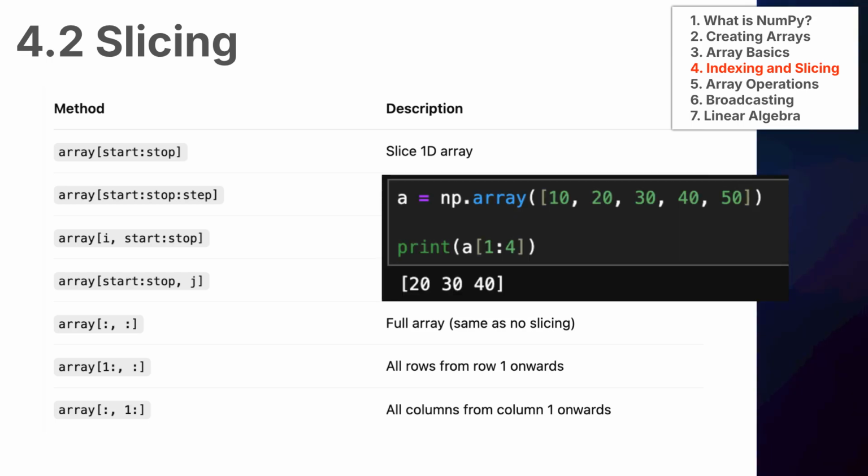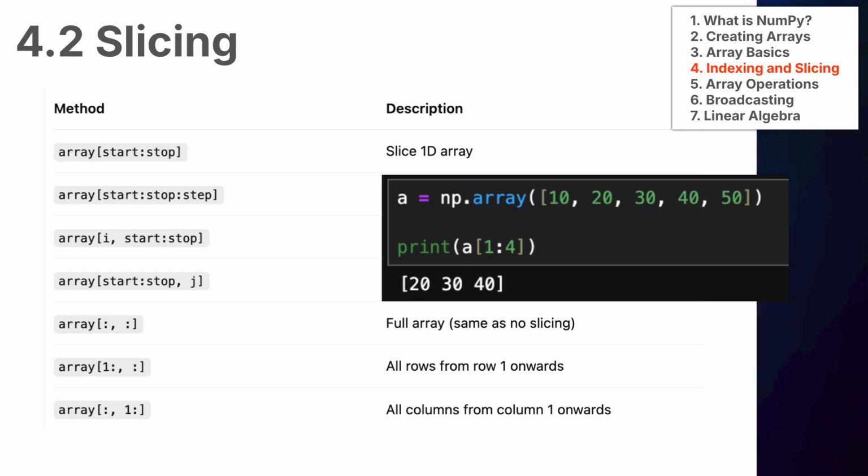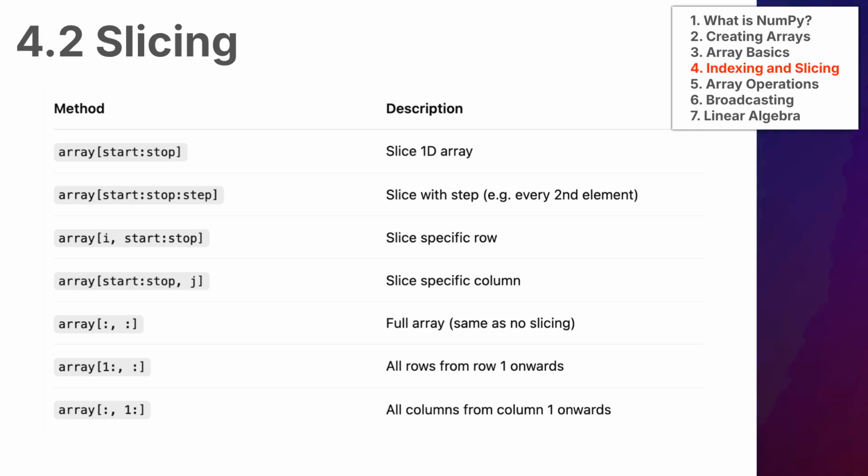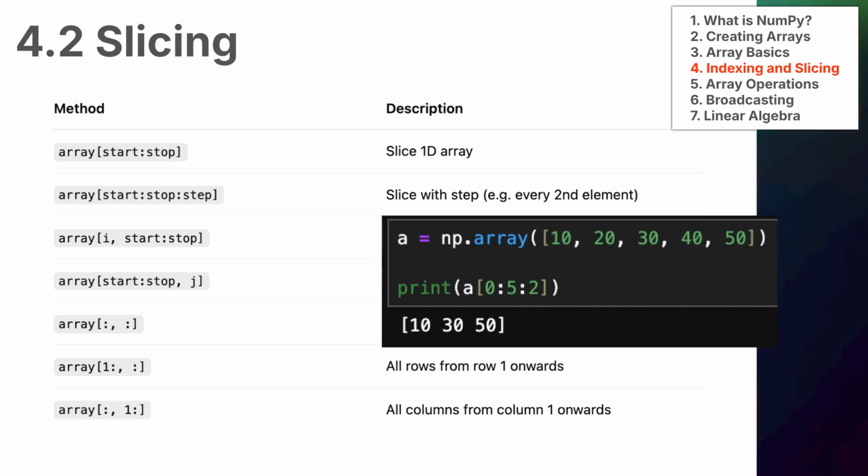First, slice a 1D array. In this case, it starts at index 1, then stops before index 4. 1 is inclusive, 4 is exclusive. So you get elements at index 1, 2, and 3. Next, slice with a step. The example means start at index 0, go up to, but not include, index 5, and take every second element.